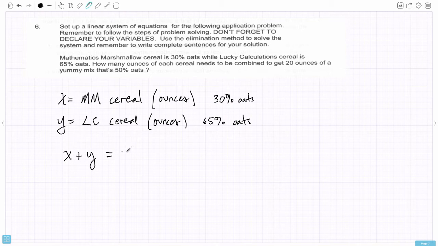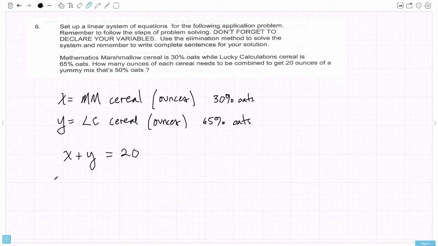to be 20 ounces. So X represents the number of ounces of the first cereal, and Y is the number of ounces of the second cereal. And when you add those together, you need to have 20 ounces to meet the condition stated in the question. And the other one is going to depend on the actual amount of oats. And so what you could do is say, well, the amount of oats is going to be the same throughout. Mixing it together doesn't produce more oats or get rid of oats.